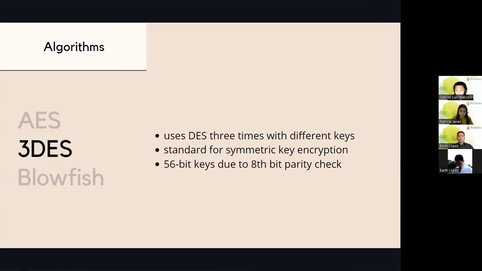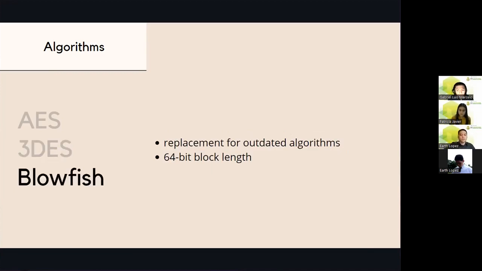Triple DES uses the data encryption algorithm three times with a different key for encryption. Compared to other algorithms, Triple DES uses 56-bit keys instead of 64 due to the skipping of the 8th bit for parity check bits, and forms three of these to form a single 168-bit key. Blowfish was known then as a good replacement for outdated algorithms like DES and IDEA.